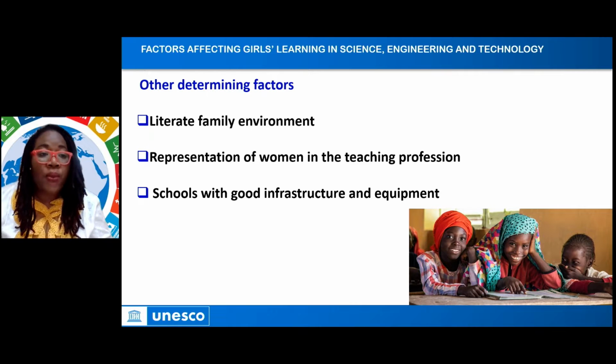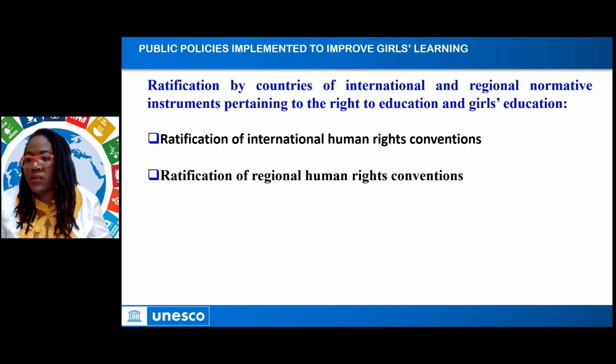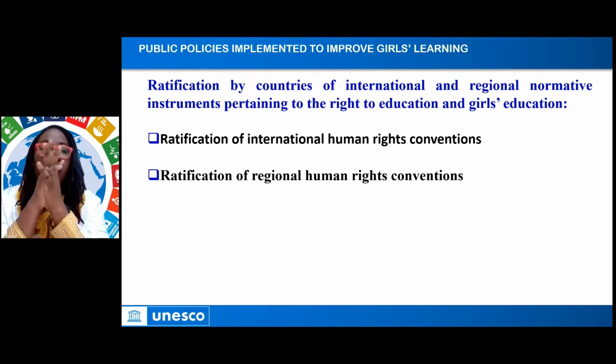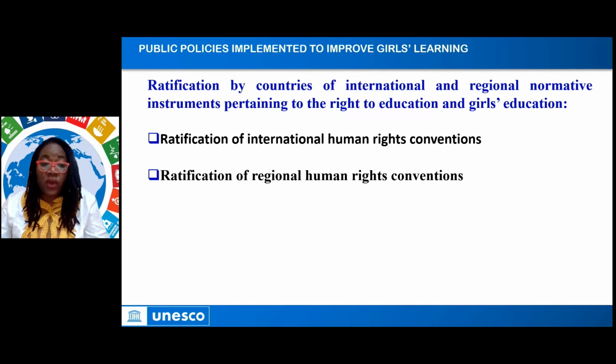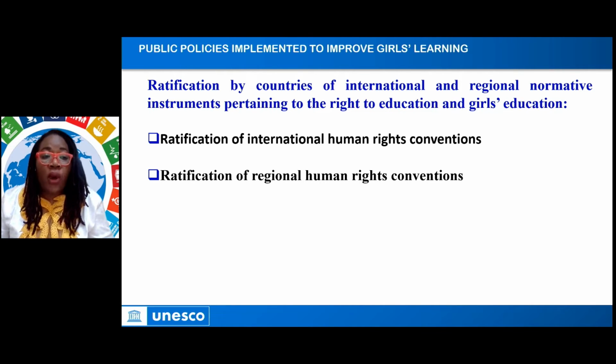When it comes to policy and improving girls' learning, the ratification of normative instruments that are international and regional are a type of engagement that allow the exercise of human rights. That's why there's the ratification of relevant conventions as far as the right to education for young girls. There's the ratification of regional and international conventions on human rights.